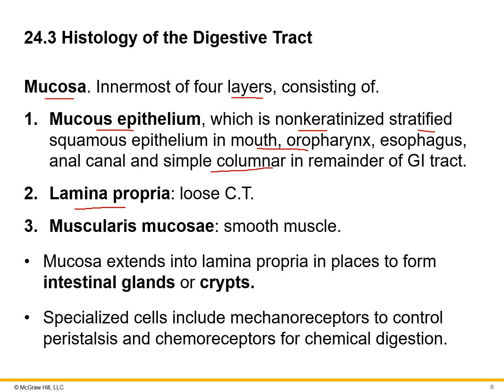The lamina propria, this is made up of loose connective tissue. The muscularis mucosa is smooth muscle, kind of the name implies muscle, so knowing it's smooth muscle that helps with that. And that extends into the lamina propria in places where we have the glands or crypts. And then we have specialized cells that help with mechanoreceptors to control that peristalsis, the movement through it, as well as chemoreceptors that are going to help with chemical or the enzyme digestion.